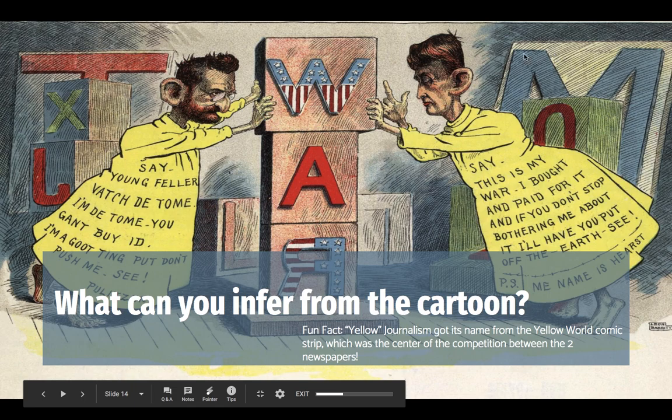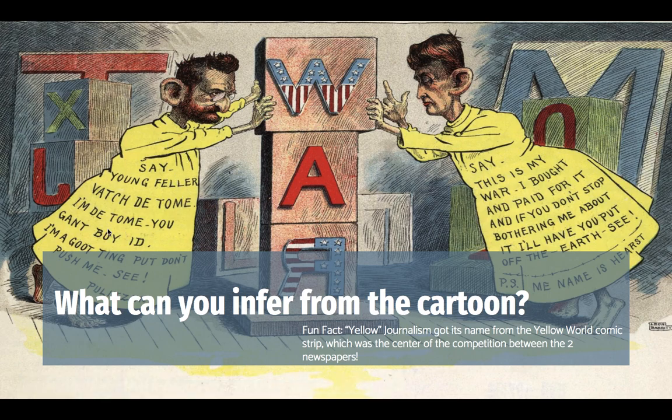And you can see in this picture that is why they're wearing these yellow dresses. You can see Pulitzer over here, and then Randolph Hearst over here. And you can see what it says on their dresses. It says, "Say, young feller, watch de Tommy. I'm de Tomom. You can buy an idea. Good thing you don't push me. See, Pulitzer. Say, this is my war. I bought and paid for it. And if you don't stop bothering me about it, I'll have you put off the earth. See? P.S. My name is Hearst."